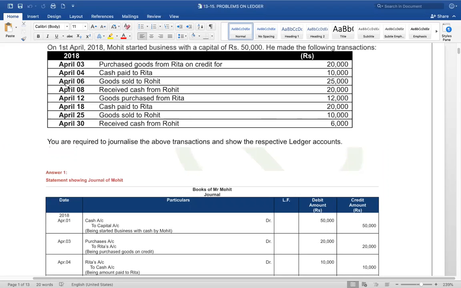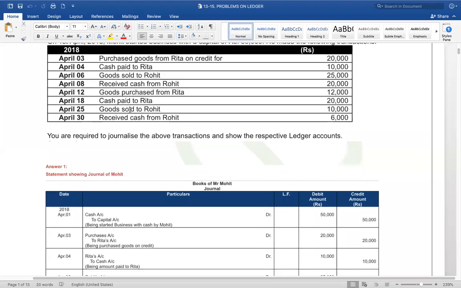Now, let's come to April 6th. Goods sold to Rohit, 25,000. When you're selling goods, goods are going out, or it is simply sales. Now, who is taking? Rohit is taking. Had it been Rohit for cash, you would write cash account debit to sales account. There is no cash mentioned here. It's simply given goods sold to Rohit. That means we are selling goods to Rohit on credit.